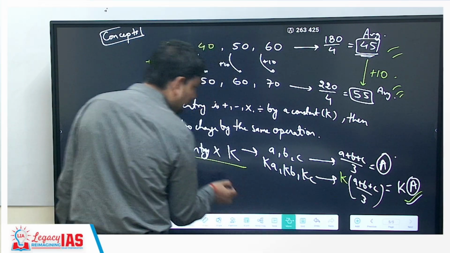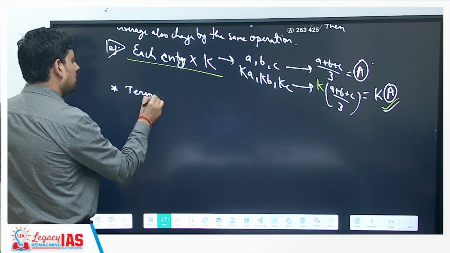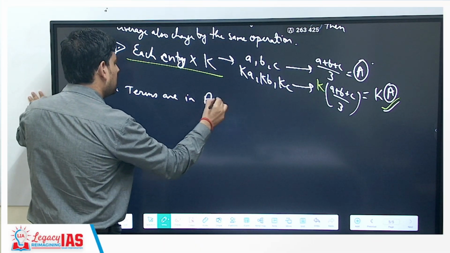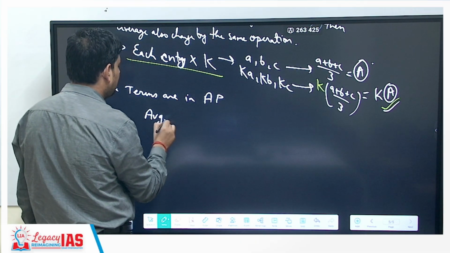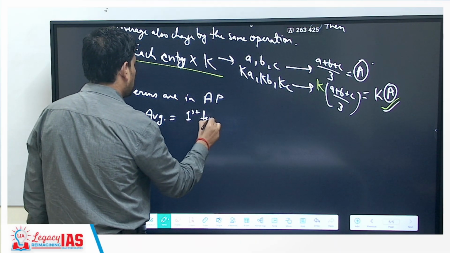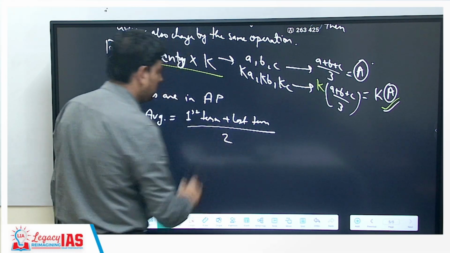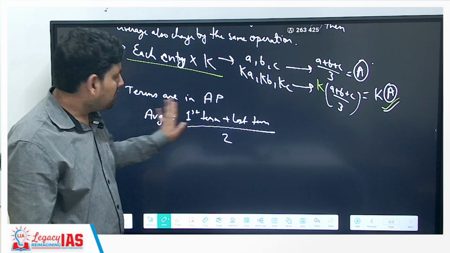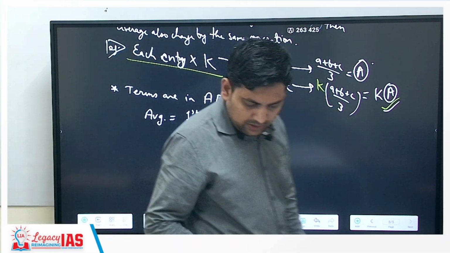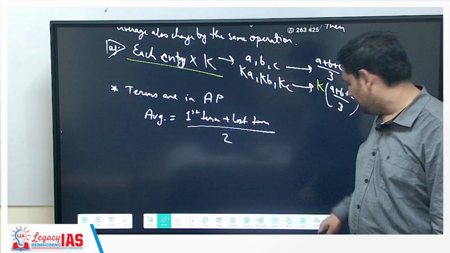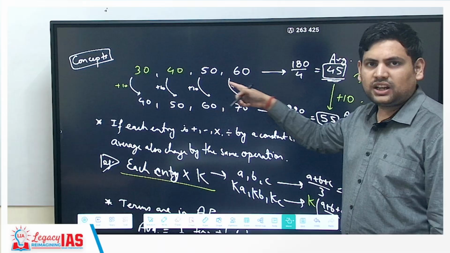Then next is, if terms are in arithmetic progression, then average is given by first term plus last term by 2. Simple. If terms are given in arithmetic progression, first term plus last term by 2 is equal to the average. Now see, these were in arithmetic progression.